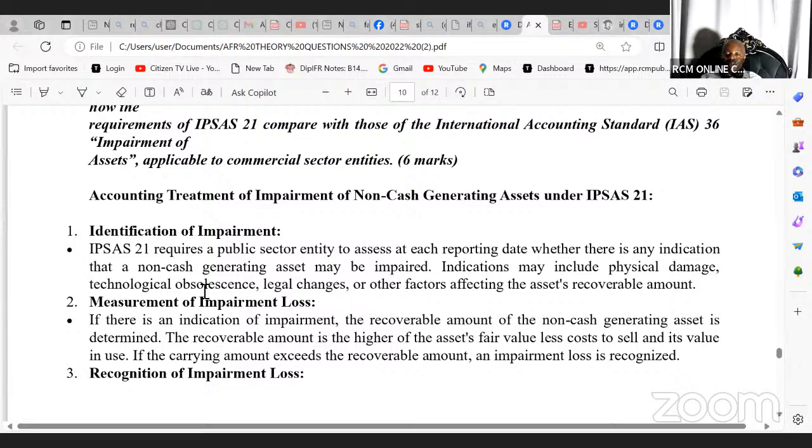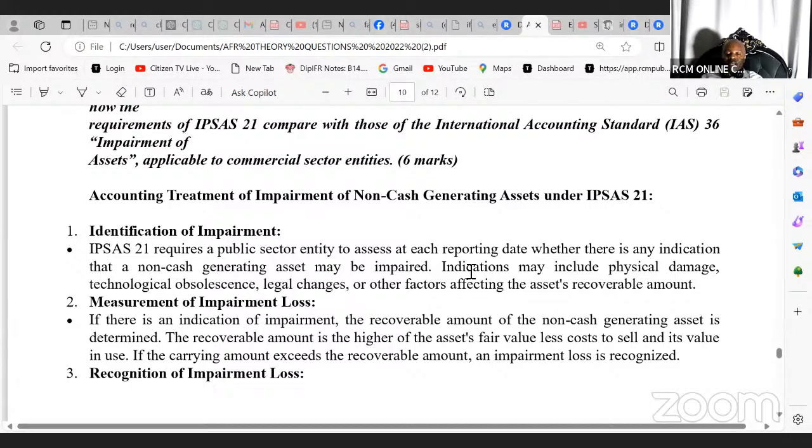So, accounting treatment of impairment of non-cash generating assets under IPSAS 21. Identification of the impairment loss. IPSAS 21 requires a public sector entity to assess at each reporting date whether there is any indication that a non-cash generating asset may be impaired. Indications may include physical damage, technological obsolescence, legal changes, or other factors affecting the asset's recoverable amount.